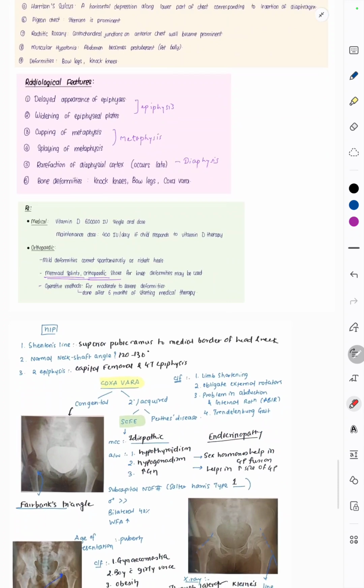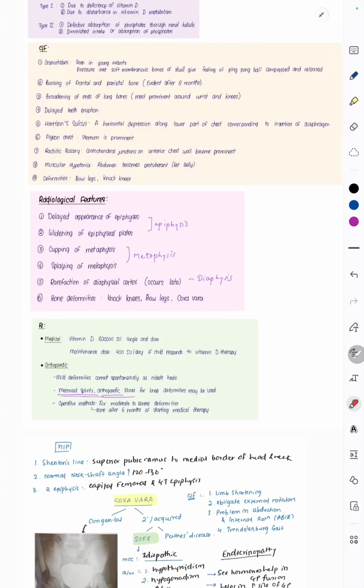The radiological features consist of delayed appearance of the epiphysis and widening of the epiphyseal plates. In the metaphysis, it leads to cupping and splaying, and in the diaphysis, it leads to rarefaction of the diaphyseal cortex. Medical management is vitamin D 6 lakh international units, and a maintenance dose of 400 international units per day is given. The orthopedic management includes mermaid splints or orthopedic shoes.